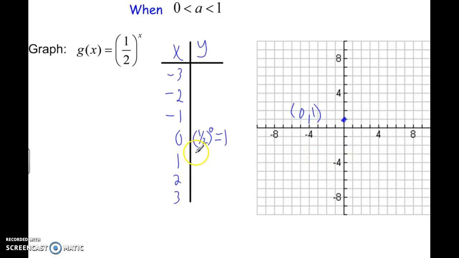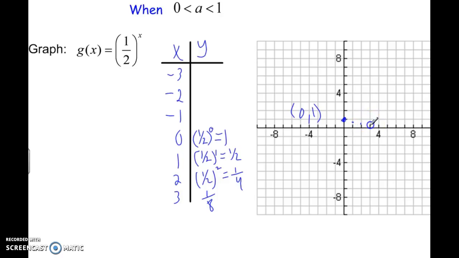Let's plug in first power. So this would be 1/2 to the first power, which is 1/2. So (1, 1/2). That's kind of getting smaller there. 1/2 squared would be 1 over 2 squared, which is 4. So 1/4. So it's getting smaller here.